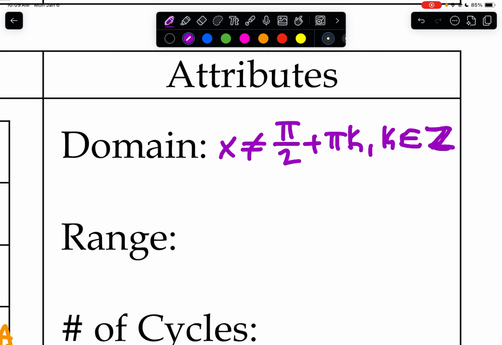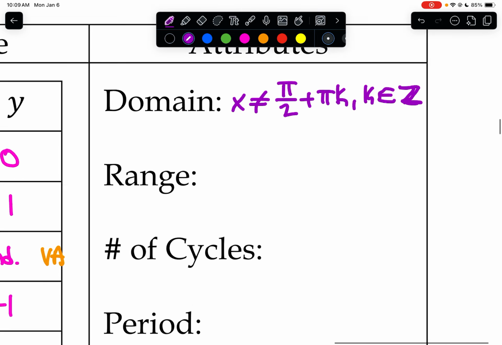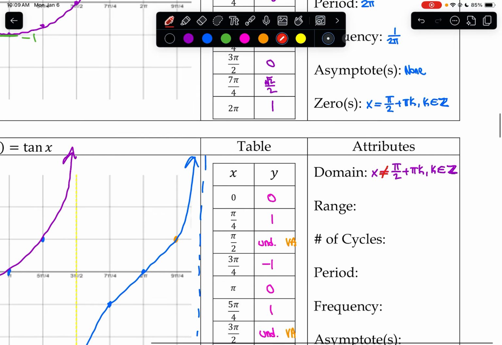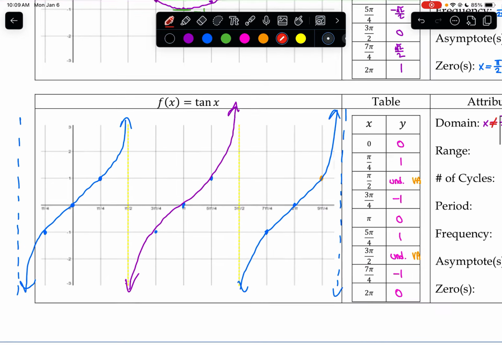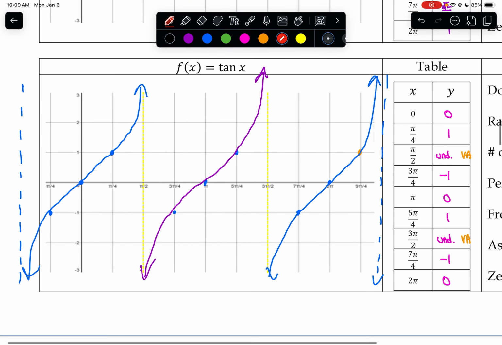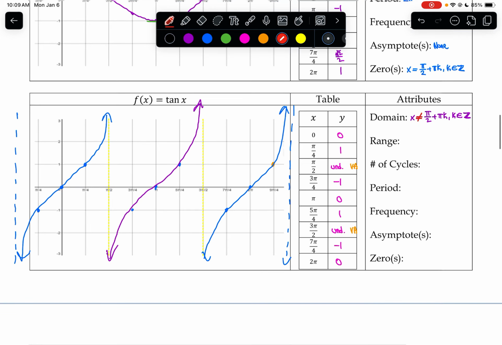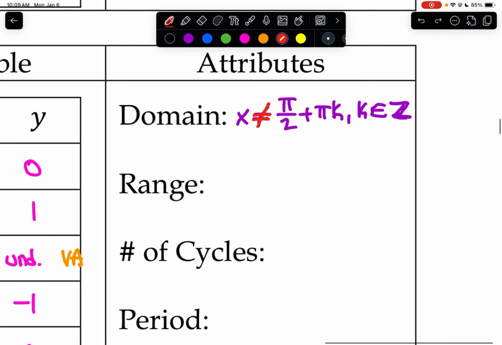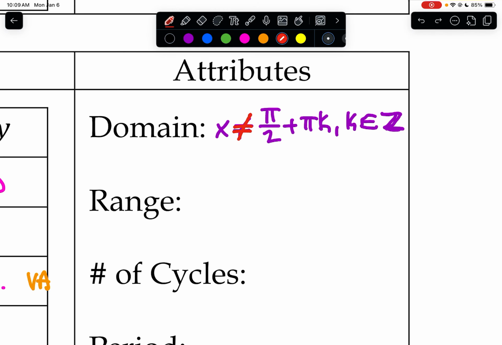Now notice, I know this is a very small but very important detail. Notice right here how we did not equal to. So that excludes, oops, sorry, y'all. This is why you don't record when you're kind of sick. So we are not including these vertical asymptotes. So that's what we're doing up there. We're saying x can be anything except for those values.